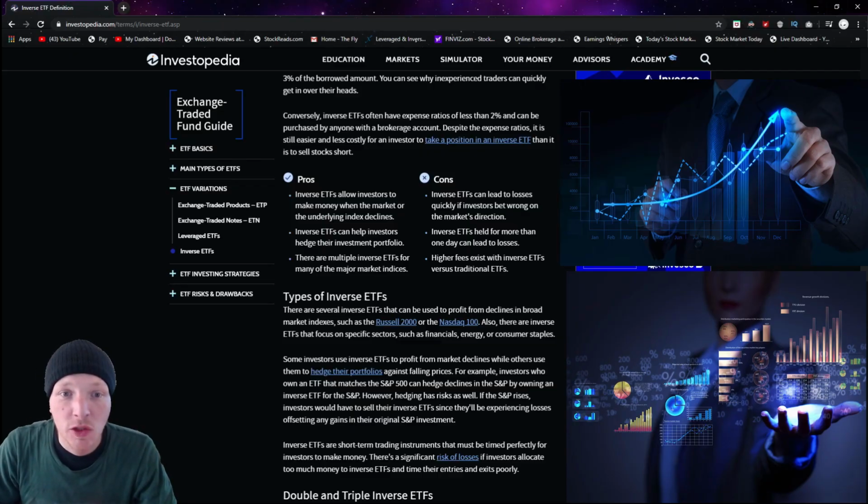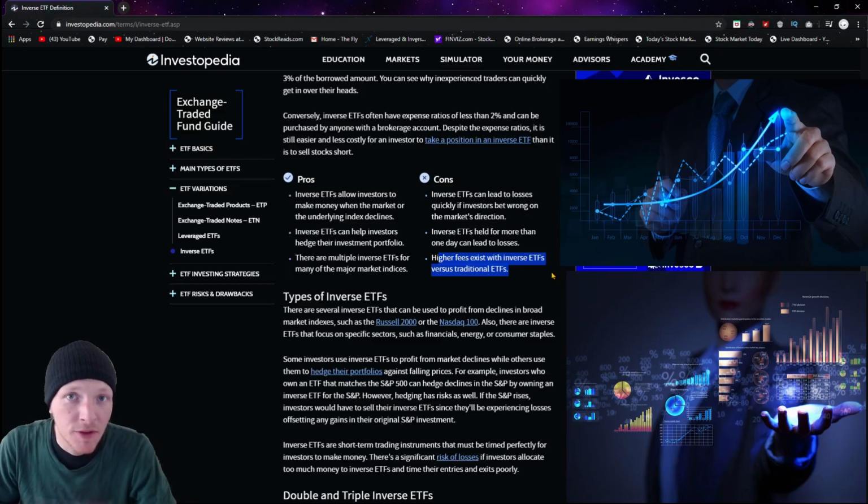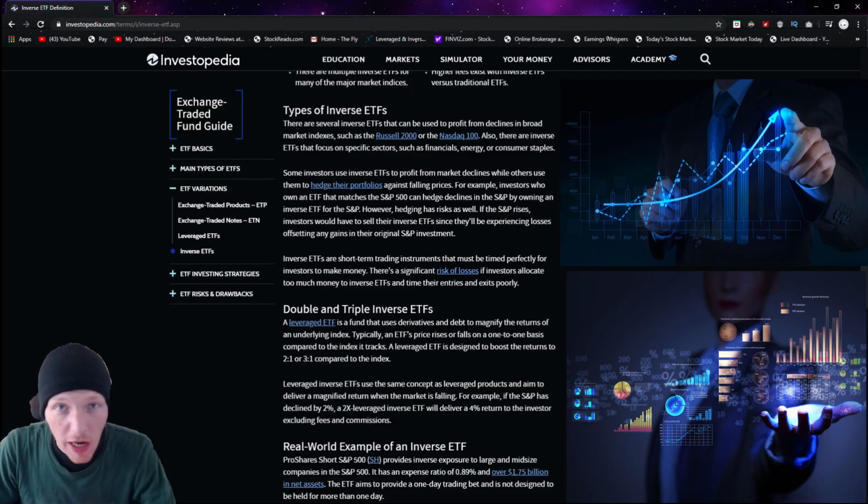Inverse ETFs can lead to losses quickly if investors bet wrong on the market direction. Inverse ETFs held for more than one day can lead to losses. Higher fees exist with inverse ETFs versus traditional ETFs. Now with this, the higher fees part, depending on your broker, it varies. A lot of brokers offer ETFs and inverse ETFs to be traded for free. So check with your broker to see what the fees are on ETFs, inverse ETFs, and equities.